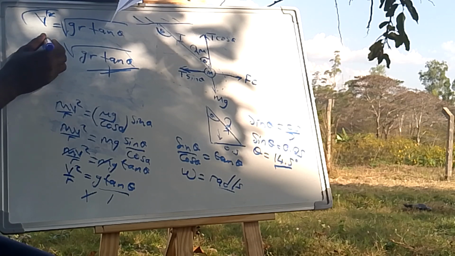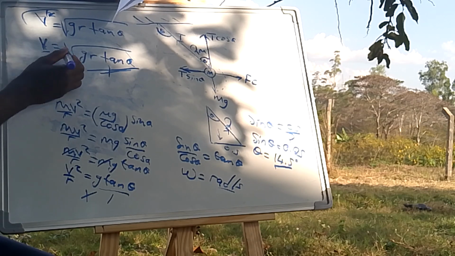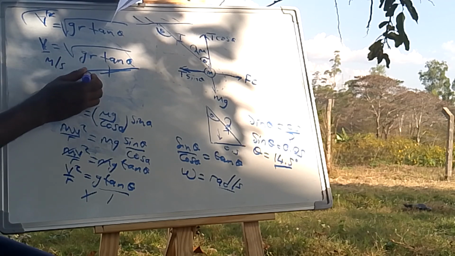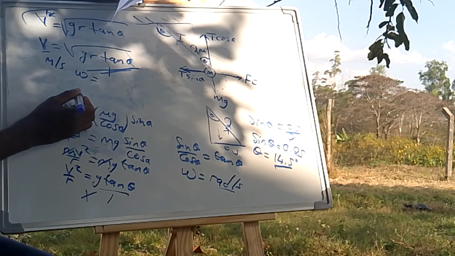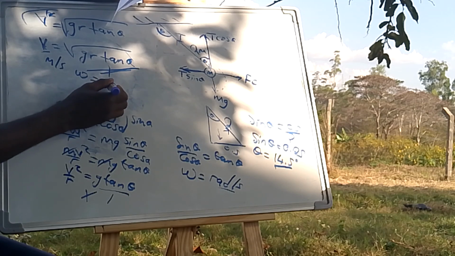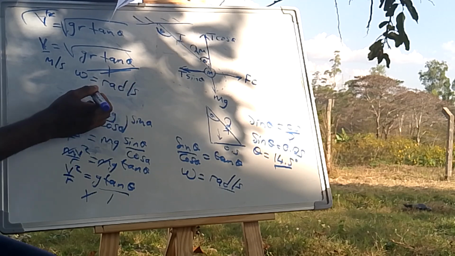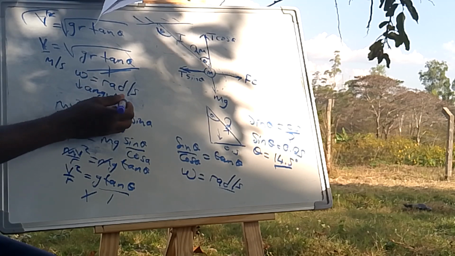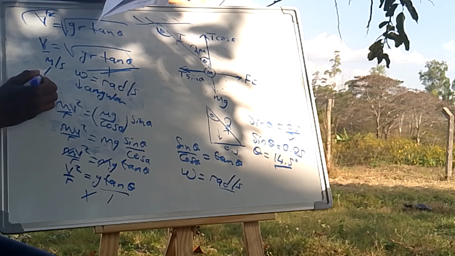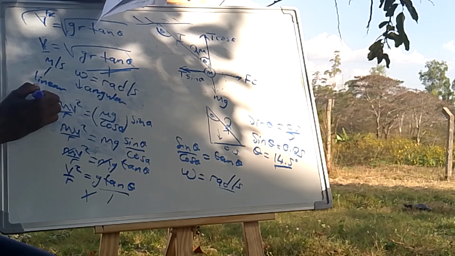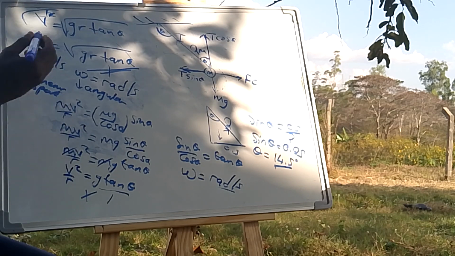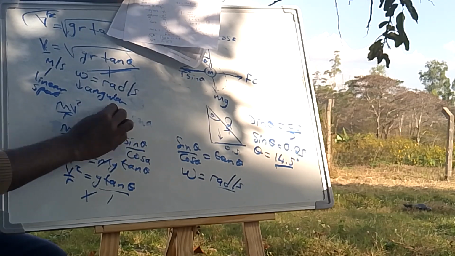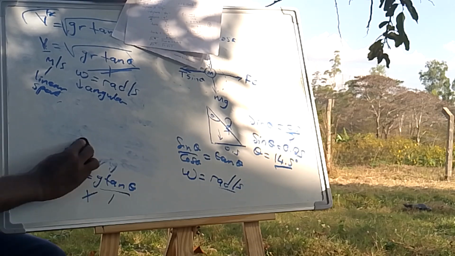Remember, when we have V here, it means the velocity we are going to find is in meters per second. But when we have omega, it means the value you are going to find has units rad per second. So this is angular, with units rad per second. This is linear speed, with units meters per second. So let's use this formula because we have all the data needed.